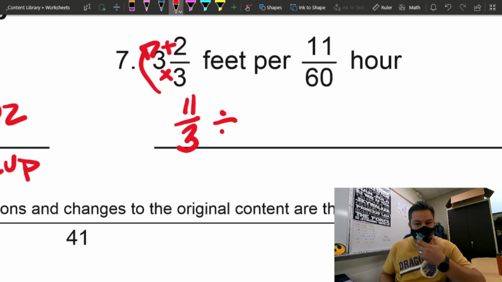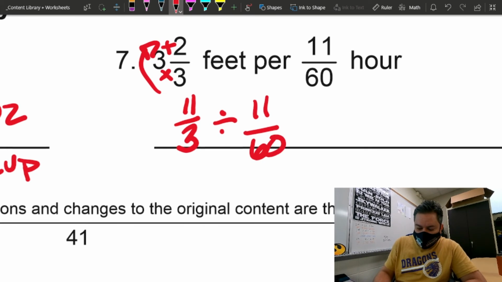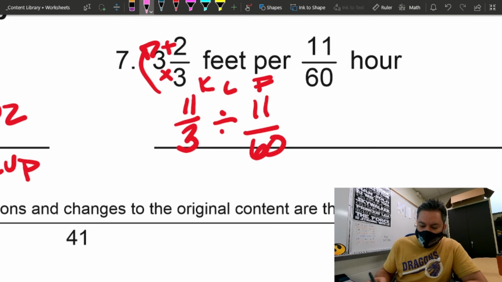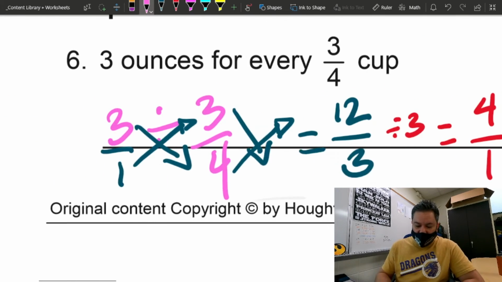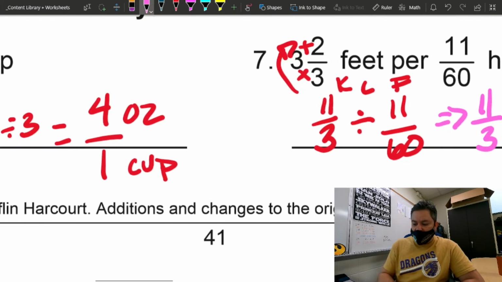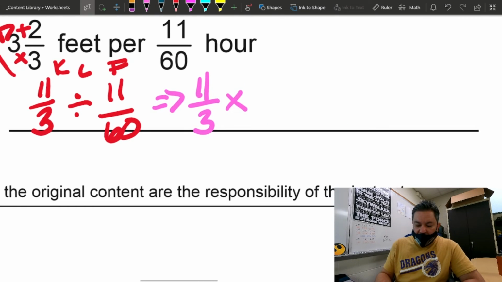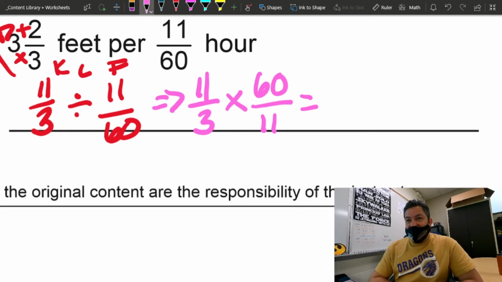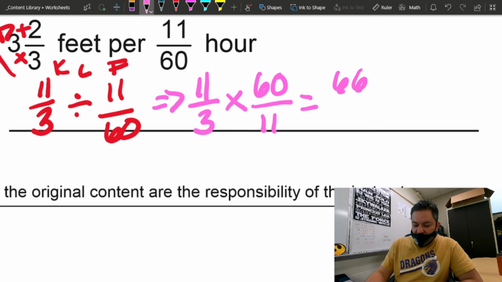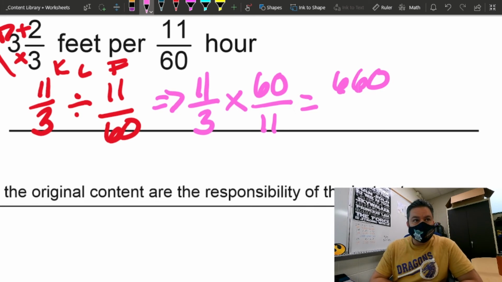Divided by 11/60. Now we're going to do keep, change, flip. We're going to change colors. So this will be 11/3. It's still the same. We're going to change this to multiply, or you can do this method right here that we just did. It's the same thing. But I just wanted to try the different thing. And then we're going to flip this. 60, and the bottom is going to be 11. So 11 times 60 is going to be what? 660, if I'm not mistaken. And the bottom is going to be 33.